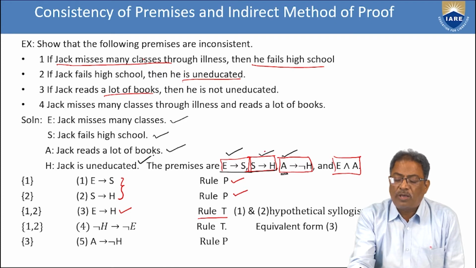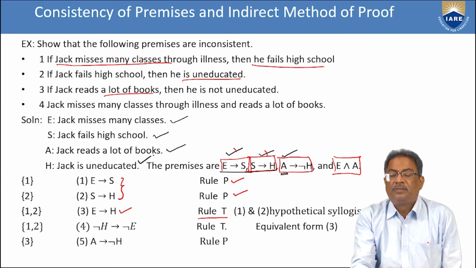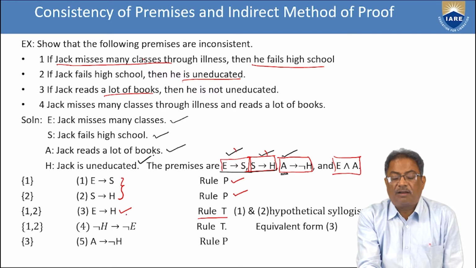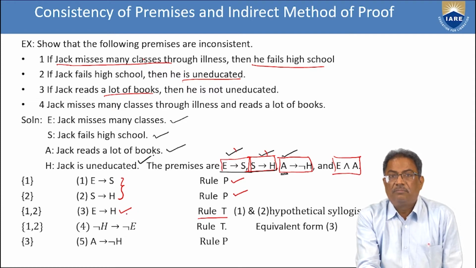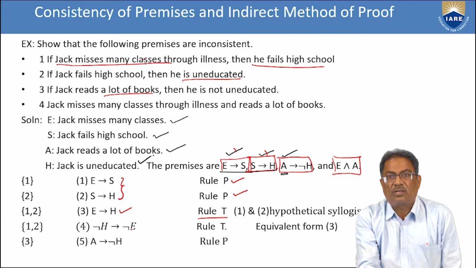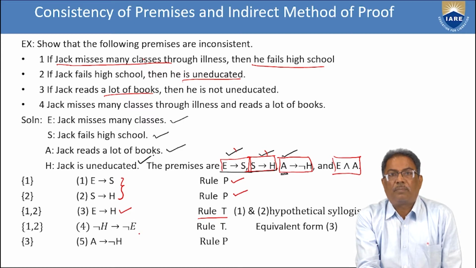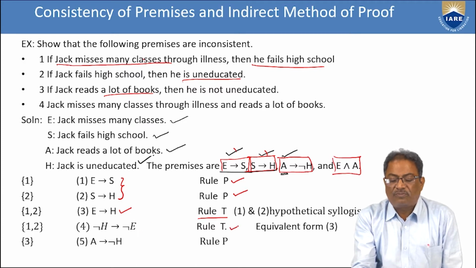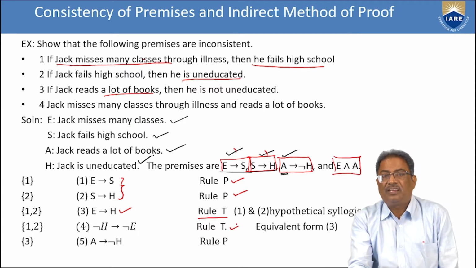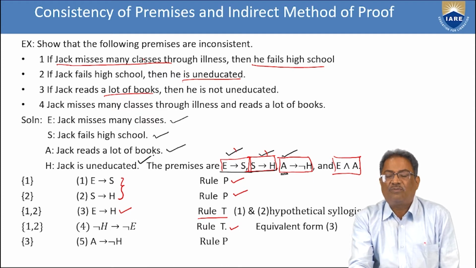So far we have used only these two. Now we are going to take the contrapositive of this one, because the implication and its contrapositive are equivalent. So instead of taking the implication, we consider its contrapositive form, that is, negation H, then negation E. Instead of step 3, we are considering the equivalent form.